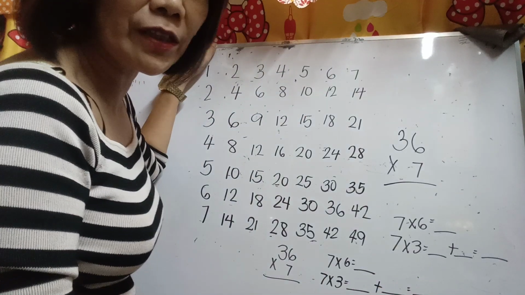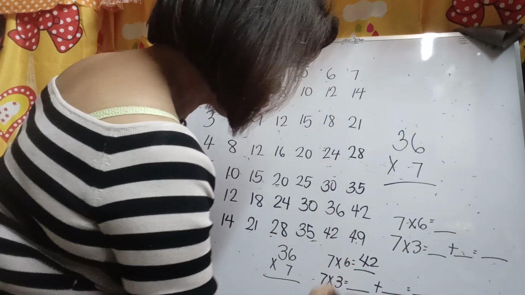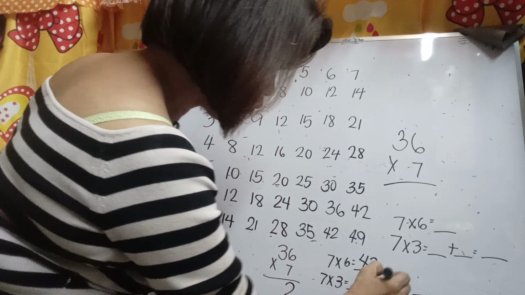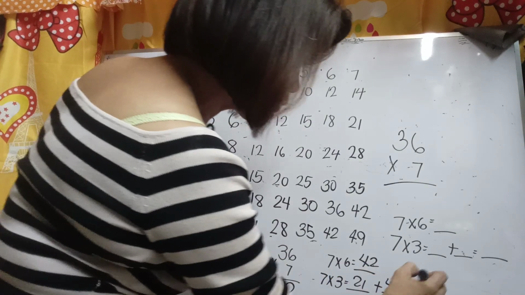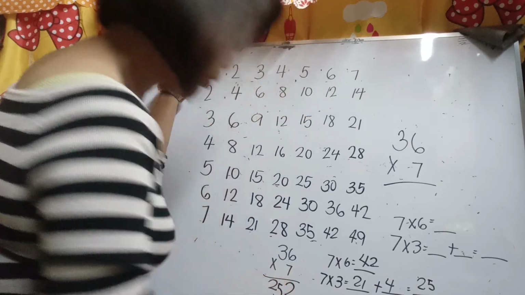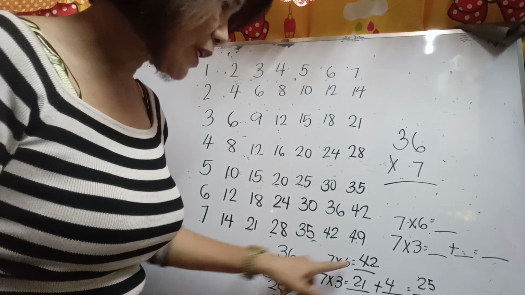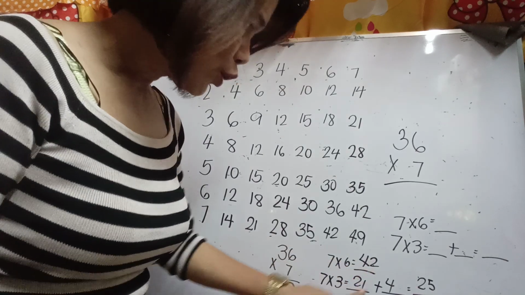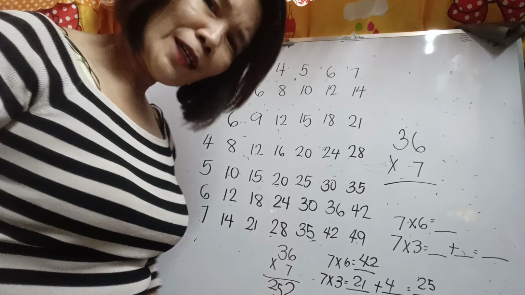Okay, paano gagawin natin dyan? So, that would be 7 times 6 is 42. Itong 2 na to, dito nyo lalagay. Itong 4 na to, dito. So, 7 times 3 is 21 plus 4 is 25. Yung 25 niya, lagay nyo dito. Okay, so yun yung pinakamadali para kayo ay matuto. So, sabi niya, 7 times 6 is 42. Yung 2, lalagay nyo dito. Okay? Thank you so much.